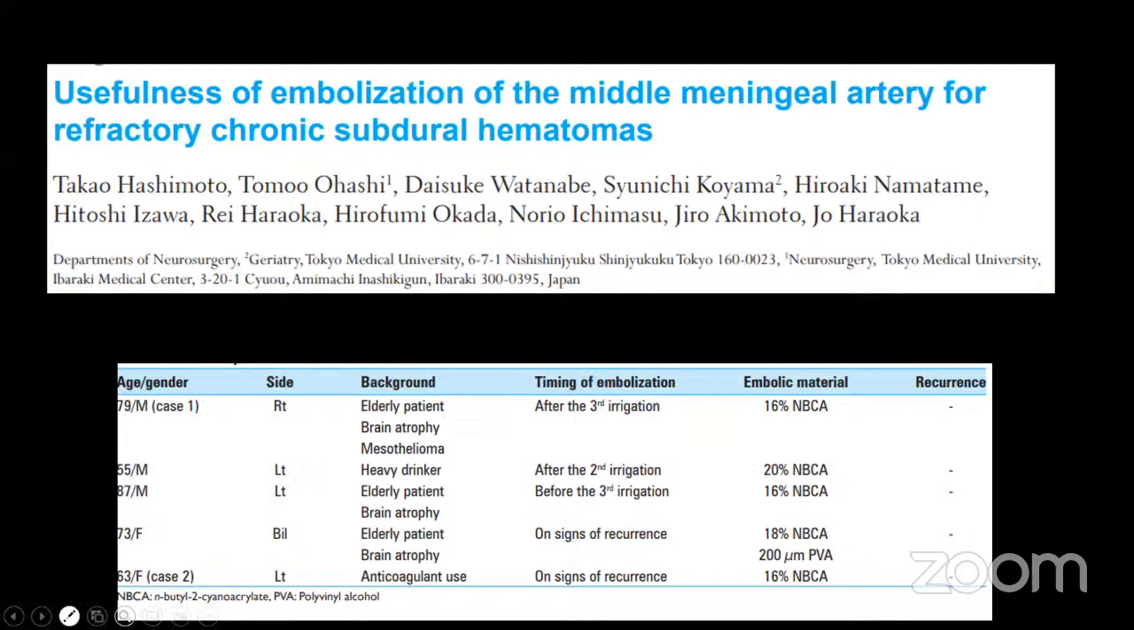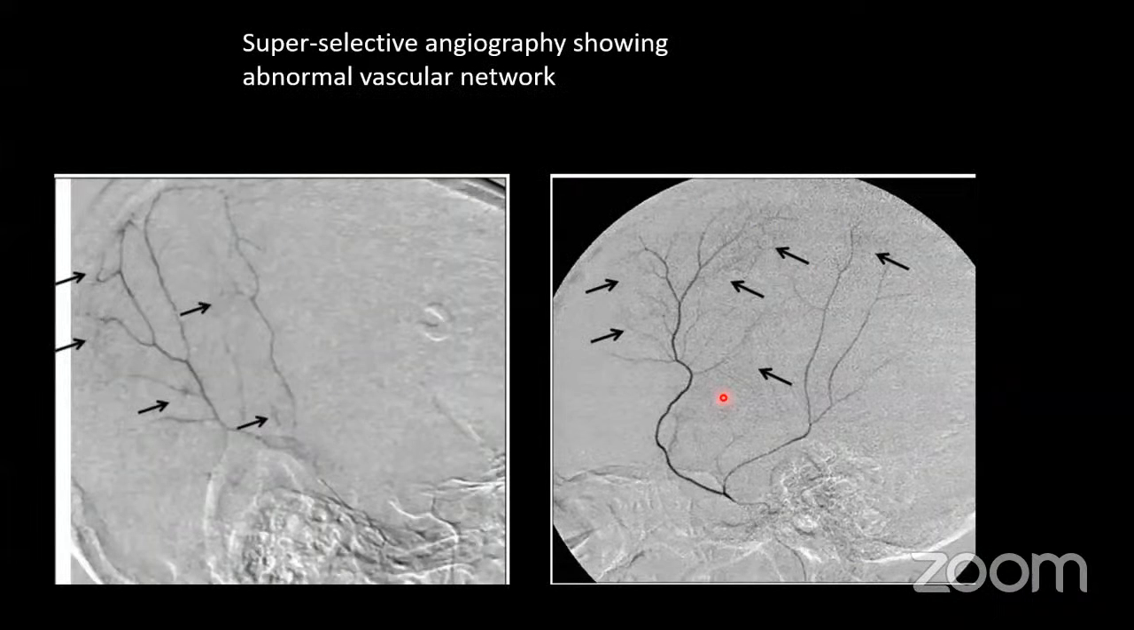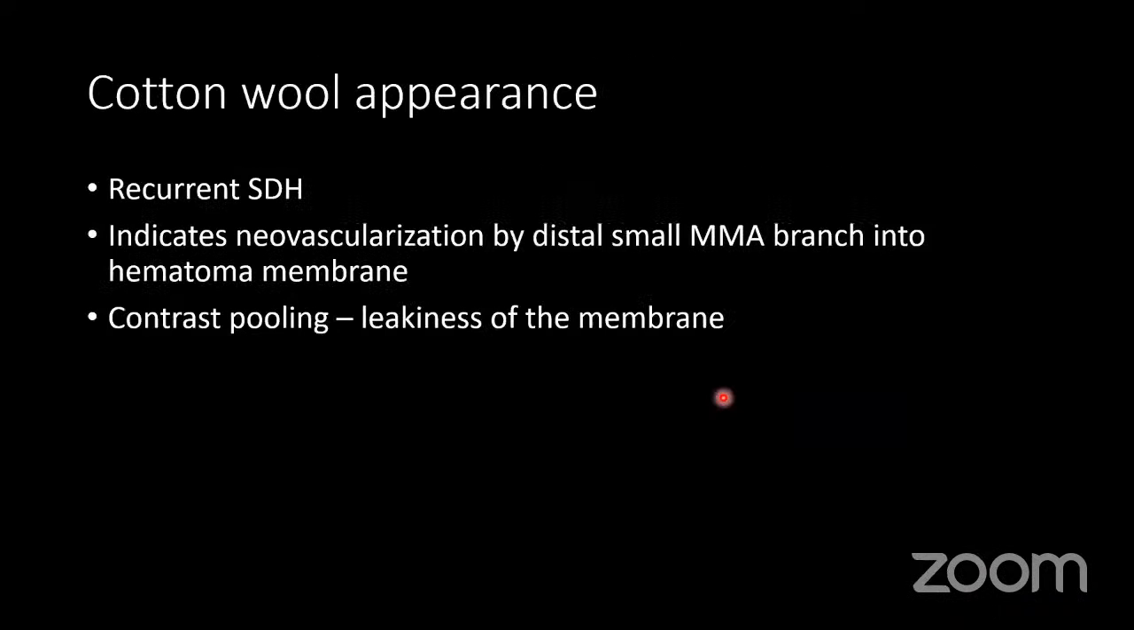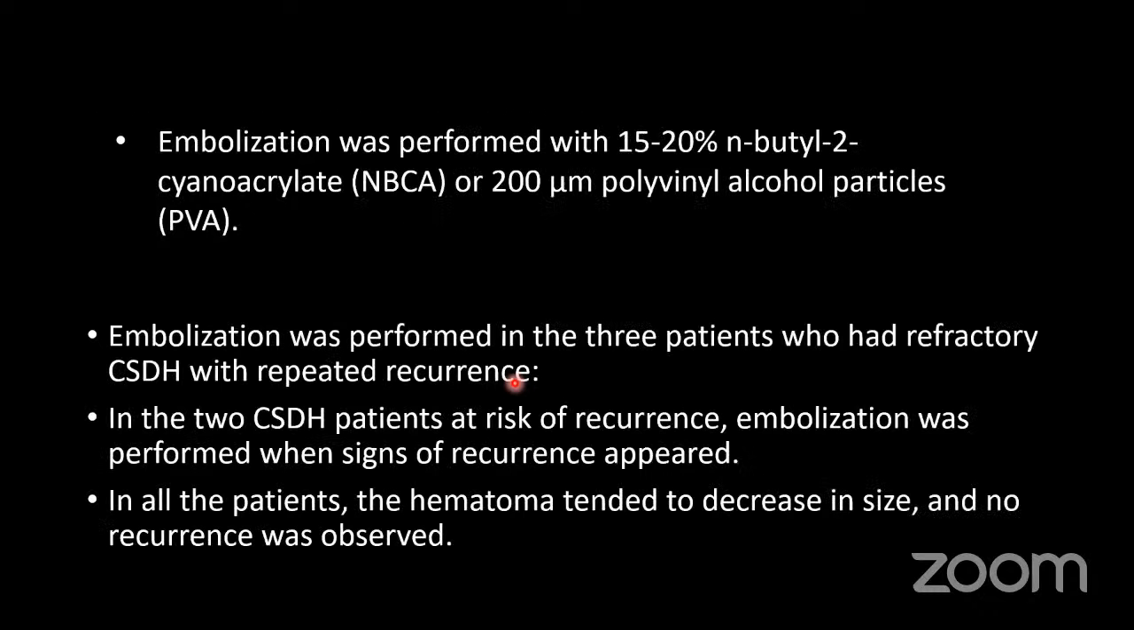This case series had 5 patients. Here we can see that there is no recurrence after embolization, and all these patients had refractory chronic subdural hematomas. Now, I have already mentioned the cotton wool appearance. If we see a cotton wool appearance in superselective angiography, it means recurrent SDH or a propensity to form recurrent SDH, and indicates neovascularization. Along with that, if there is contrast pooling, it indicates leakiness of the membrane.